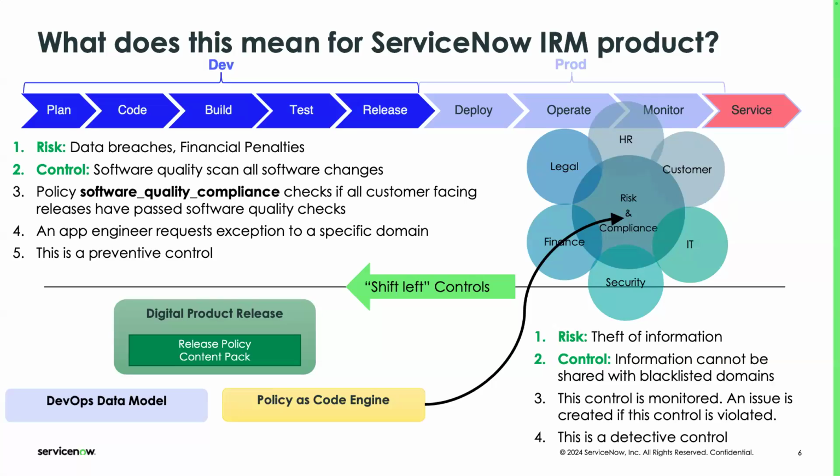So one, prevent it from happening, and then number two, prove that you prevented it from happening is really what it's all about. Okay, so how are we doing this?